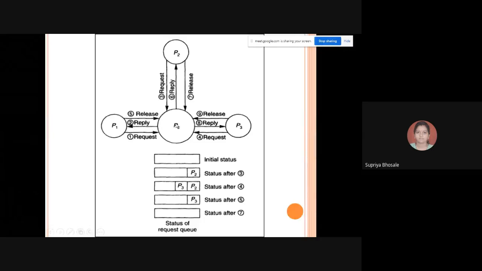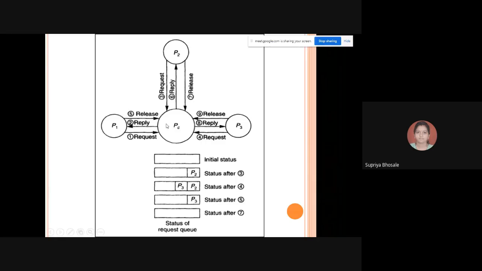He is having a request for P2, and one more request has come from P3 also. So he will again put P3 into the request queue. So after execution of the fourth request, P2 and P3 both will be in the queue.